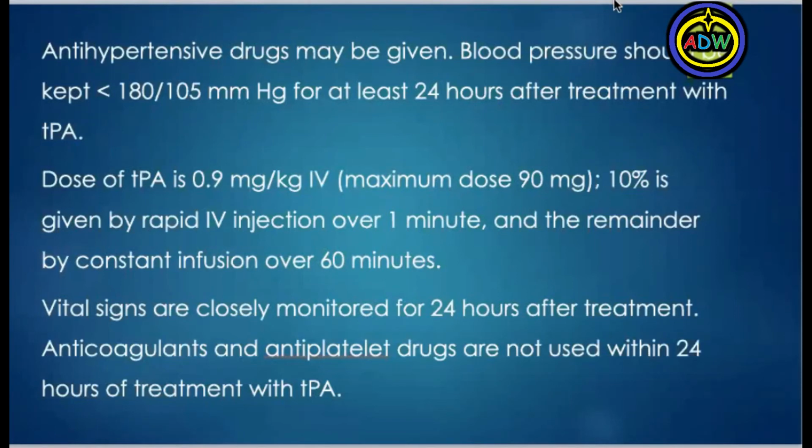0.9 mg per kg of body weight IV. 10% of the dose is given by IV injection over a minute, and the rest of the dose is given over 60 minutes. Of course, we have to monitor vital signs. Anticoagulants and antiplatelet drugs shouldn't be used within 24 hours after treatment with tissue plasminogen activator.